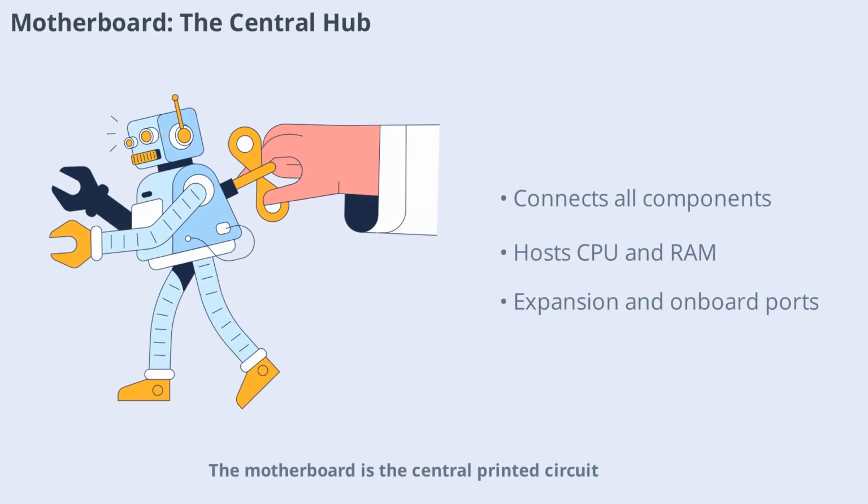The motherboard is the central printed circuit board that connects all your computer's hardware. It hosts the CPU socket, RAM slots, expansion slots, and a variety of ports and controllers. The motherboard's chipset manages data flow between the processor, memory, and peripherals. Key features to look for include the type of chipset, BIOS or UEFI firmware, power phases for stable CPU power delivery, and the form factor, like ATX or micro ATX.